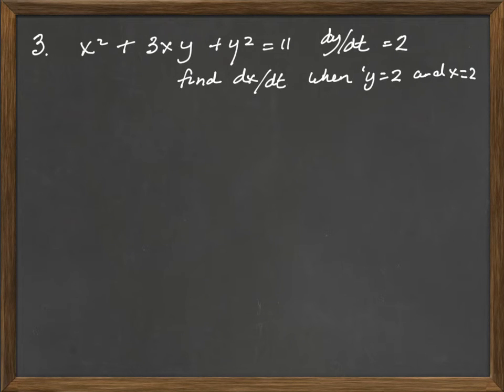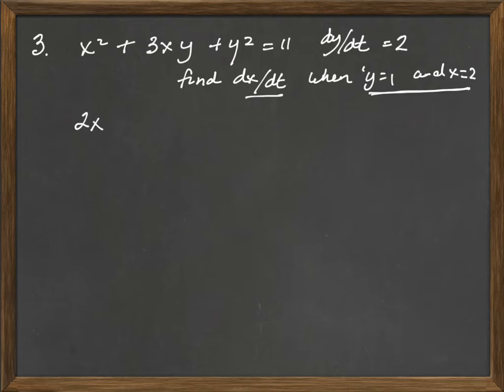Okay, going to number 3, we have another equation. They want you to find dx/dt at a certain time when y is 1 and x is 2. Glad I saw that, it's supposed to be 1. So we do the same thing we did with the last problem.